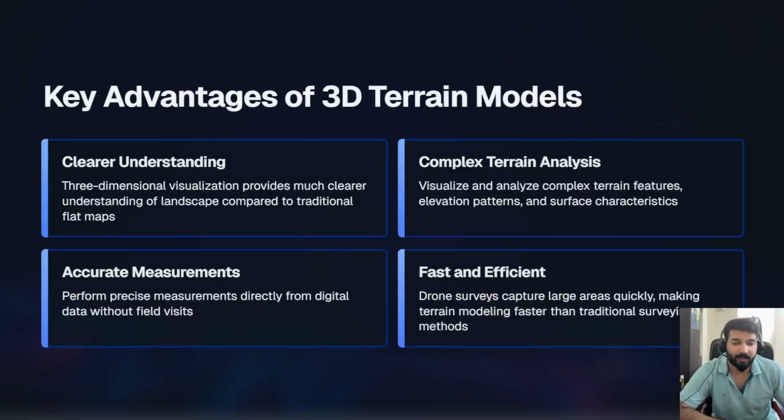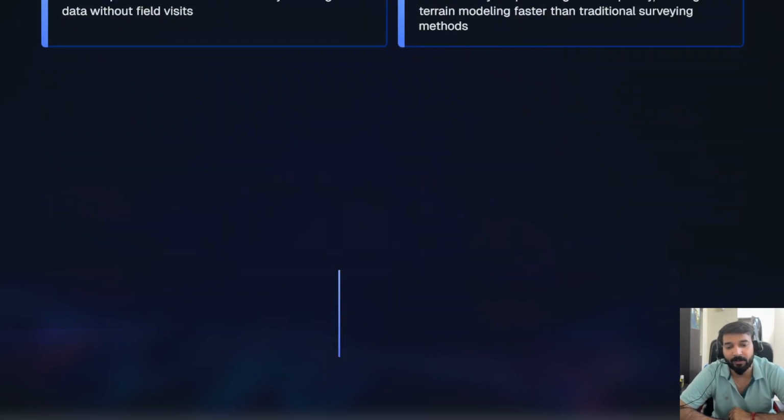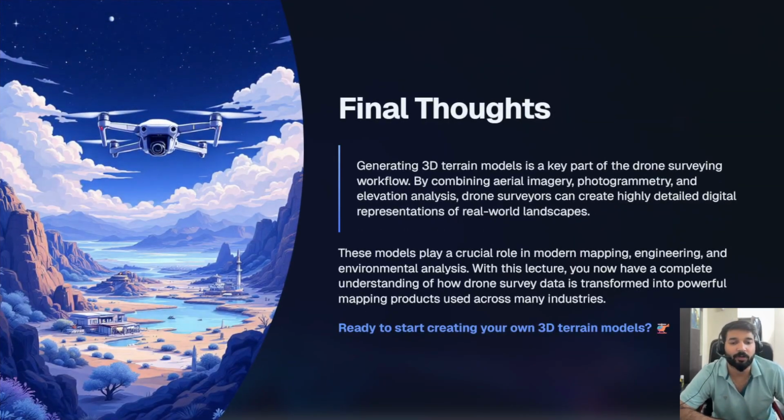Advantages of 3D terrain models. 3D terrain models provide a much clearer understanding of the landscape compared to traditional maps. They allow professionals to visualize complex terrain, analyze elevation patterns, and perform accurate measurements directly from digital data. Because drone surveys can capture large areas quickly, generating terrain models has become faster and more efficient than traditional surveying methods.